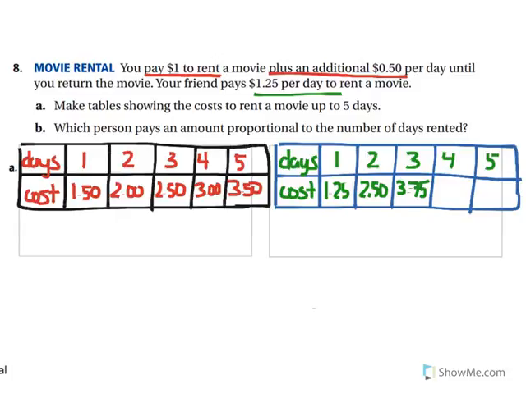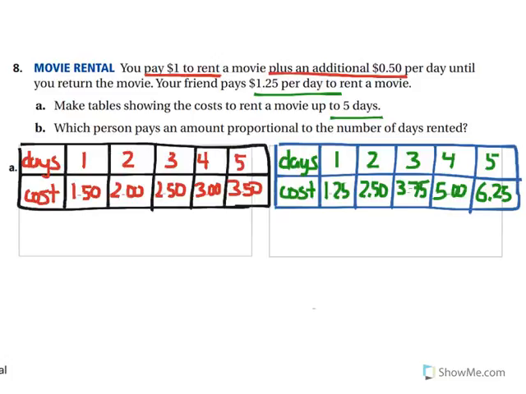This becomes $5. And then this becomes $6.25. So that's what our table would look like if we were creating a table that shows the cost of renting a movie up to 5 days.